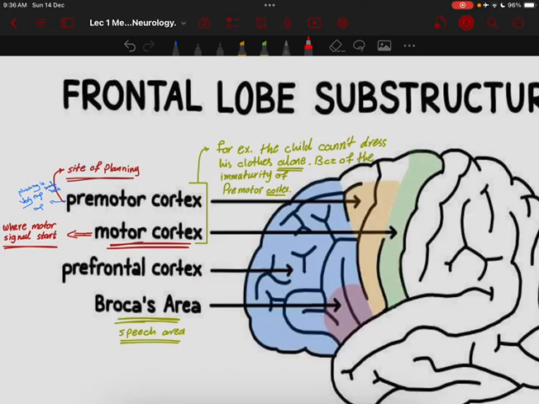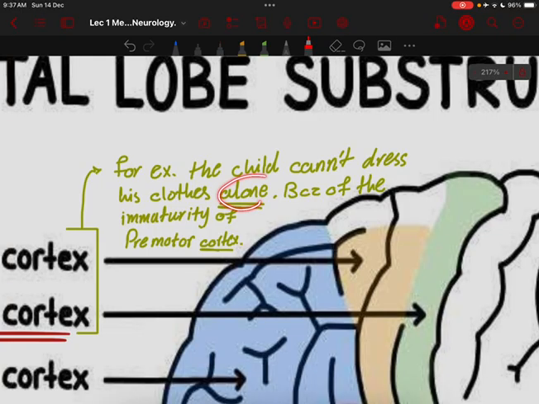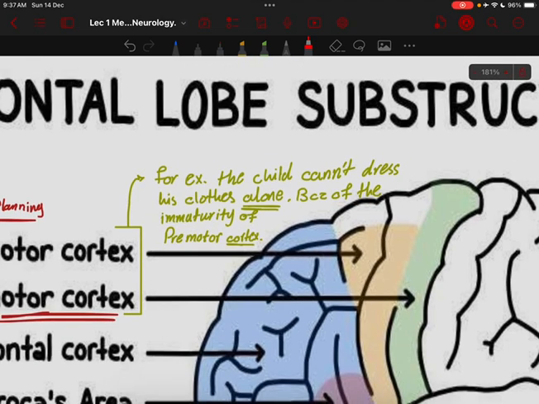That's why in early life, in childhood, infancy, the motor system is there, but the child cannot perform certain complex motor functions. Not that he is paralyzed, no, but the planning is not mature. The planning area is not mature yet to tell him how to do certain complex actions. So the premotor area is very, very important.